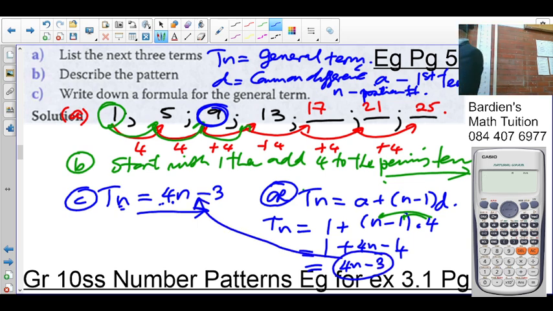Same. Okay, you like the first one? Or you like the second one? I also like the second one. So people, you can apply any method of the two, and you'll get the formula.